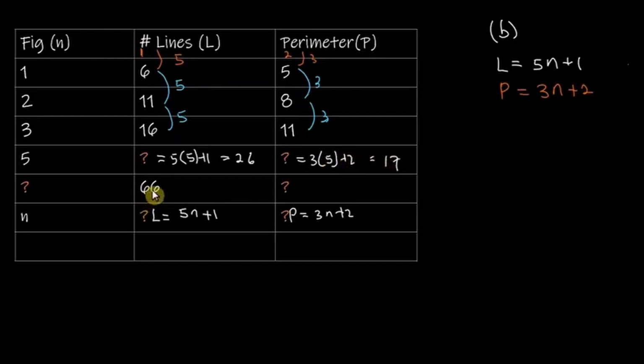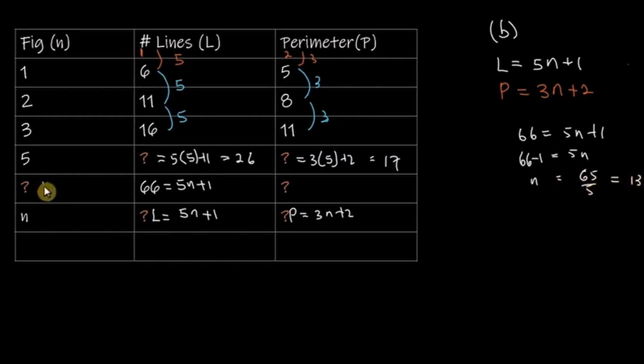Here we have 66 as the number of lines, so I could write 66 is equal to 5n plus 1, and I could solve for n. So if 66 is equal to 5n plus 1, then 66 minus 1 is equal to 5n, and therefore n is equal to 65 over 5, which is equal to 13.